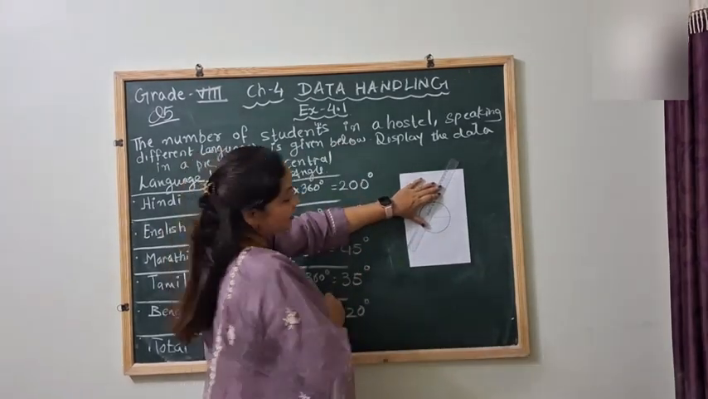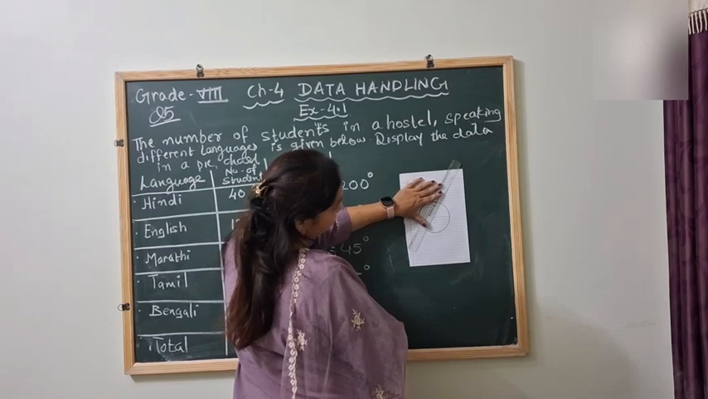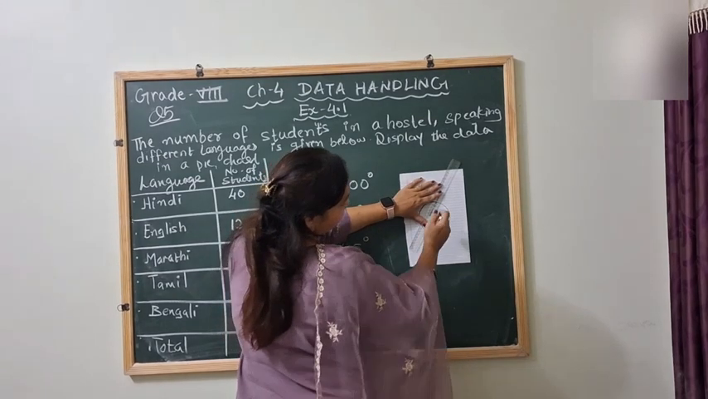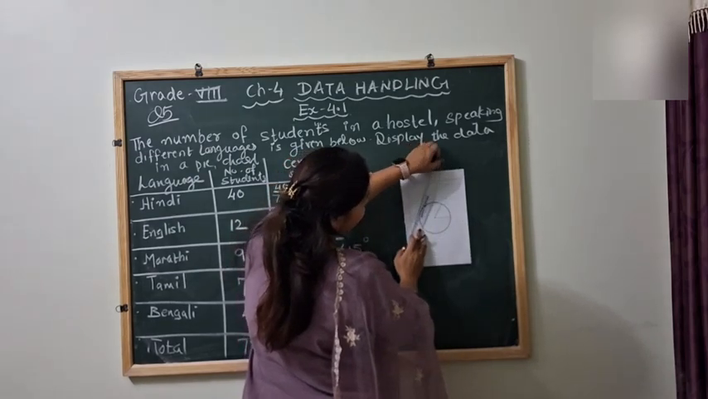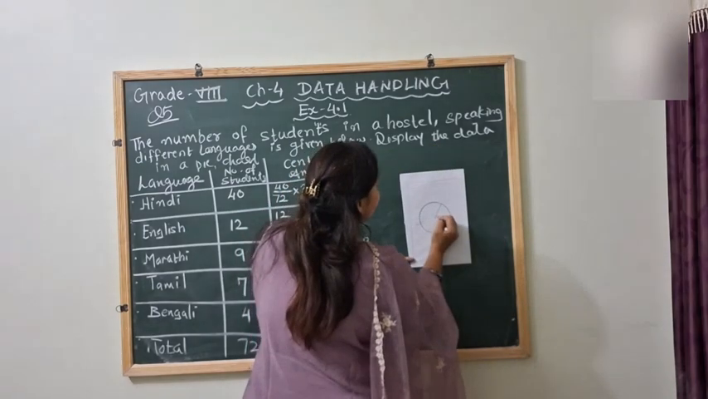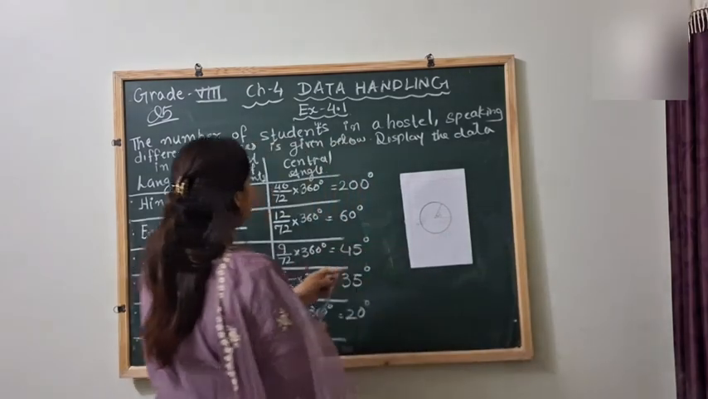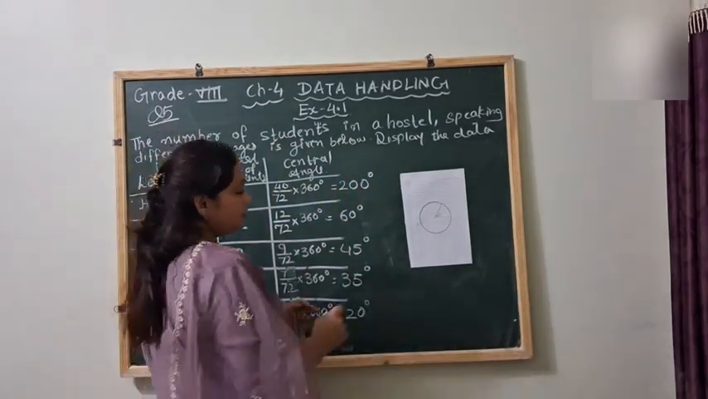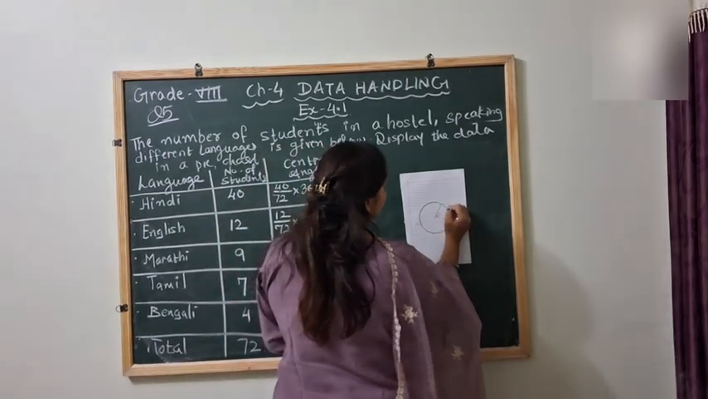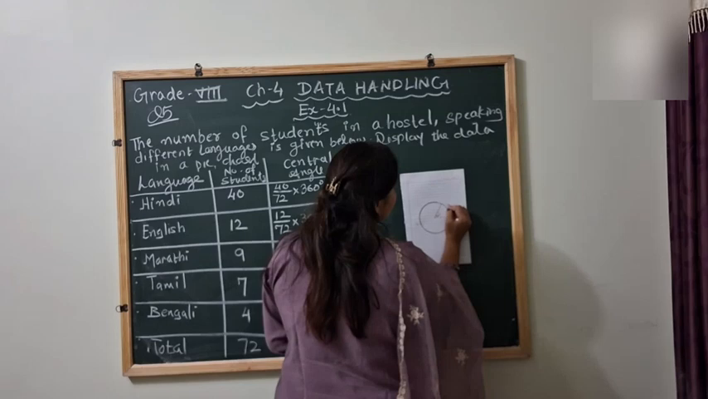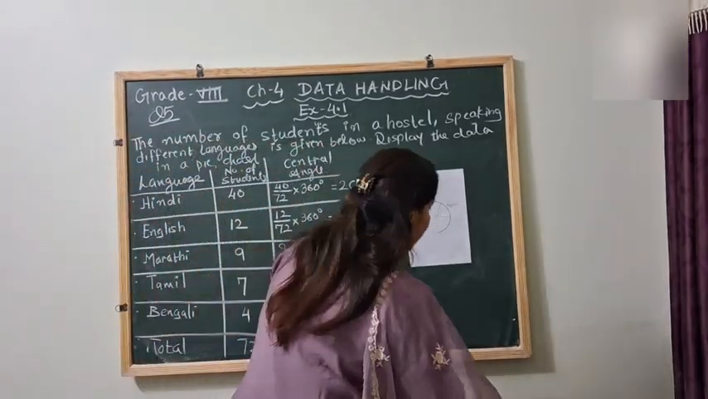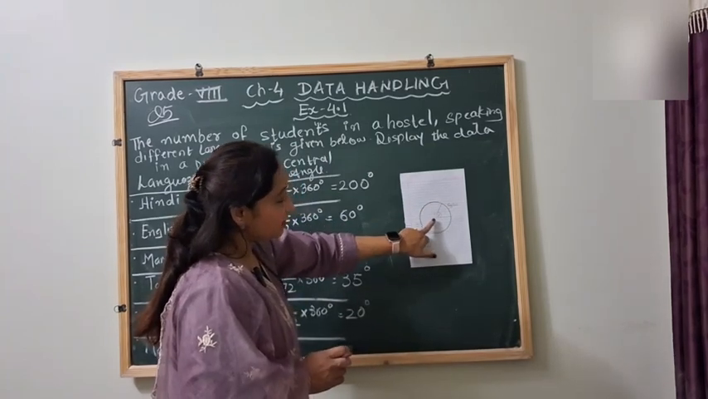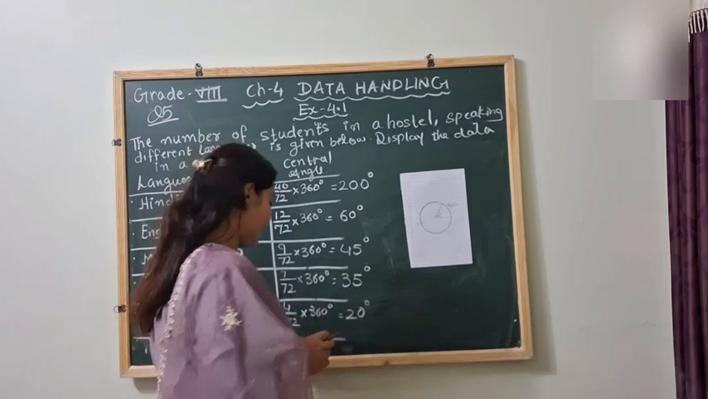I hope you can see, students. This is 60 degrees. And this portion shows students who speak which language? English. After that, you can take 45 using your D, taking this as the center and this as the radius and the base of the protractor. You can form 45 degrees.